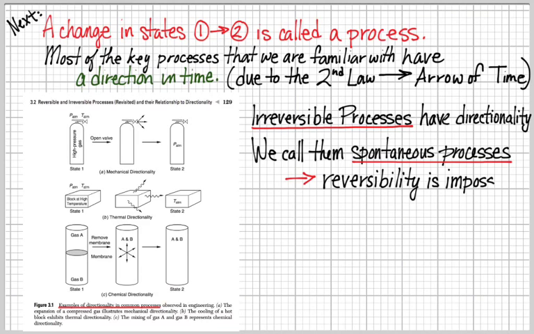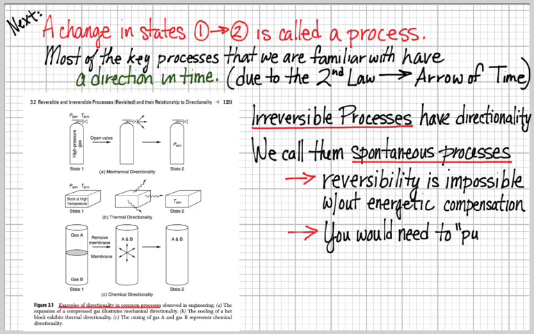Reversible processes, in contrast, are interesting, not because of that word reversibility, but because if I have a truly reversible process, it's actually impossible for me to tell which direction that process is going, because reversibility doesn't happen without energetic compensation. So in this case, as I was saying with the gas tank, you'd need to pump energy back in to cause a reversibility of a spontaneous process.